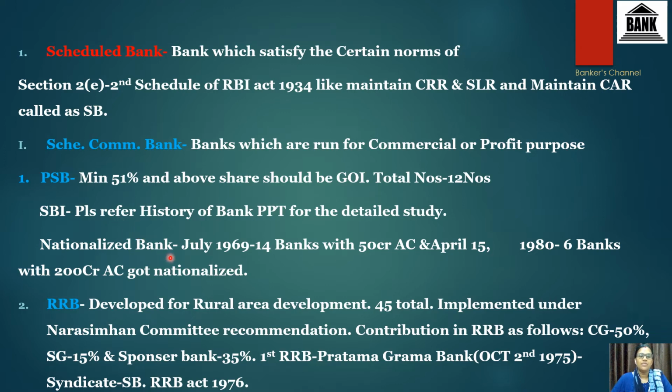Okay, and we have a glimpse of this public sector bank. In July 1969, 14 banks were nationalized, under the condition that banks with 50 crore authorized capital were nationalized. The same followed on April 15, 1980, when 6 more banks were nationalized, with the basic criterion that if a bank has 200 crores of authorized capital, it can be nationalized. The definitions of nationalization and authorized capital, I already covered in my first video. You can have a look into it.